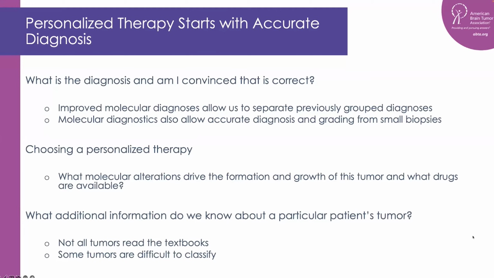What drugs might be useful for that specific tumor. And then there are other things: what additional factors do we know about this patient's tumor? Are we concerned about something? There are some tumors that don't read the textbook. Somebody has a diagnosis, their tumor should have particular biology, and it really has some different biology. And again, that's where understanding the molecular features is very important.